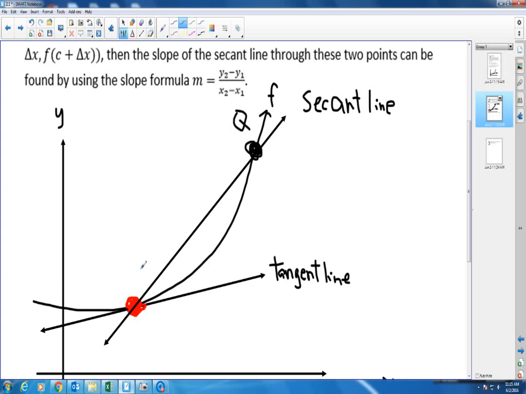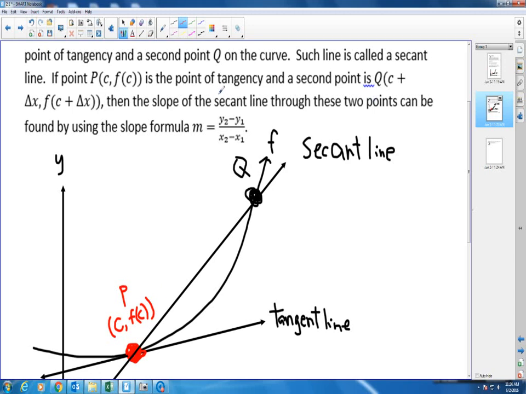So at this point P, every point on the x and y axis has some sort of x value and y value. So let's say we call this x value c, and its y value will be, substitute this x value into the actual function. So we can abbreviate it as f of c. When you substitute an x value into the function, the output is actually the y value. All right, so my point P has some sort of x value and y value.